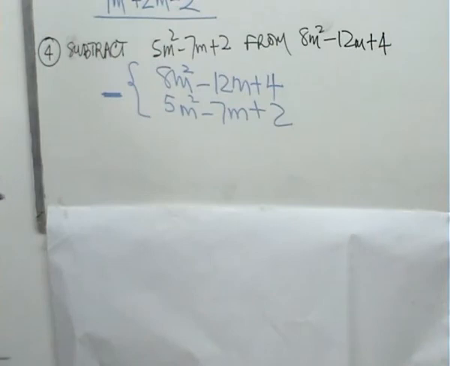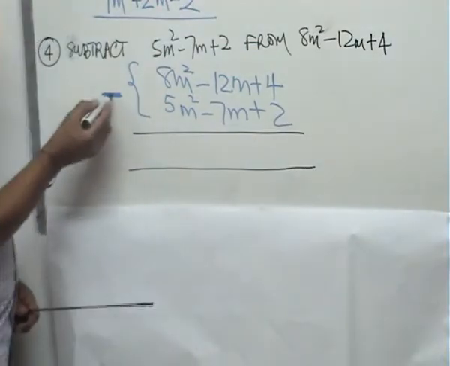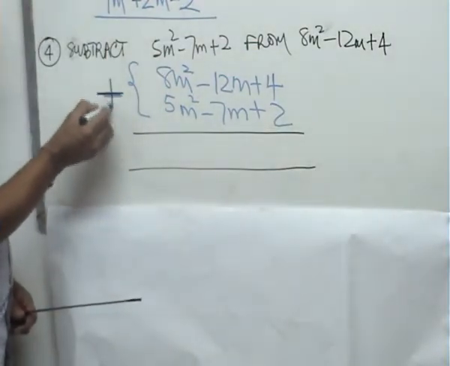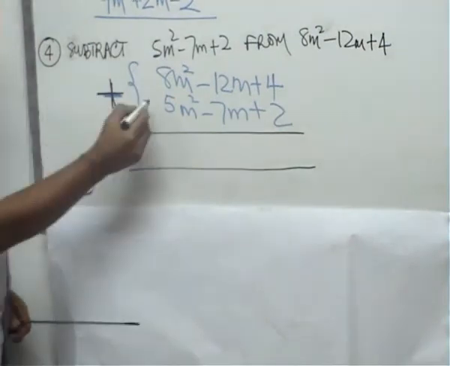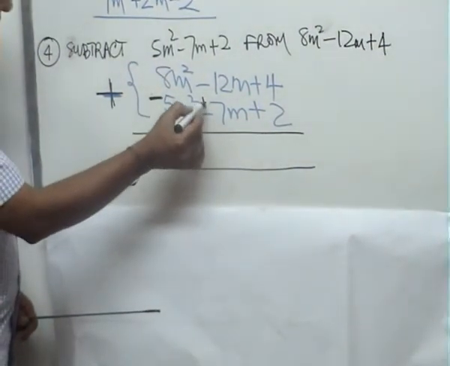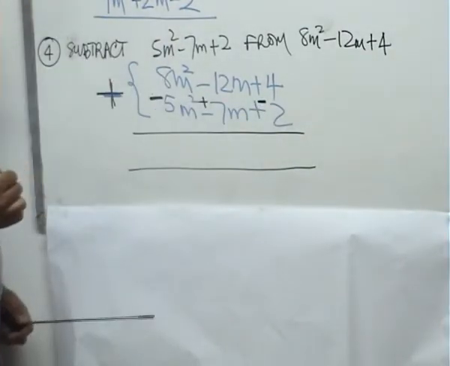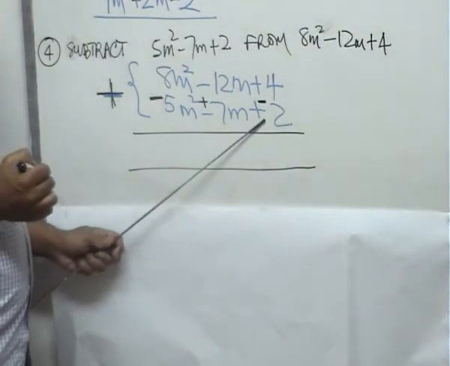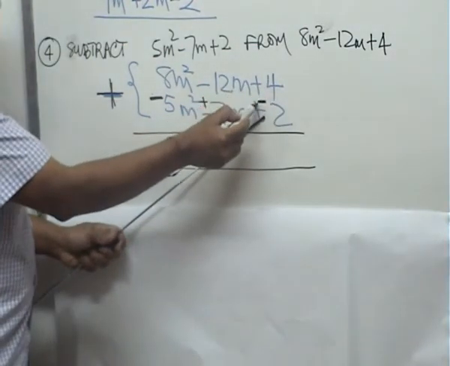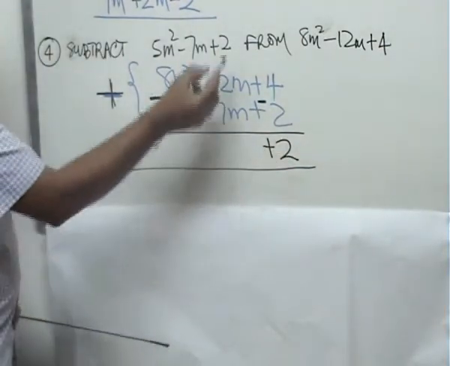Once again, you have to remember your subtraction rules, which says, firstly, change the subtraction to addition. Change the bottom signs. This was plus, it's becoming minus. This was minus, it's becoming plus. This is plus, it's becoming minus. So here, you are adding plus 4 and minus 2, so you will get plus 2.